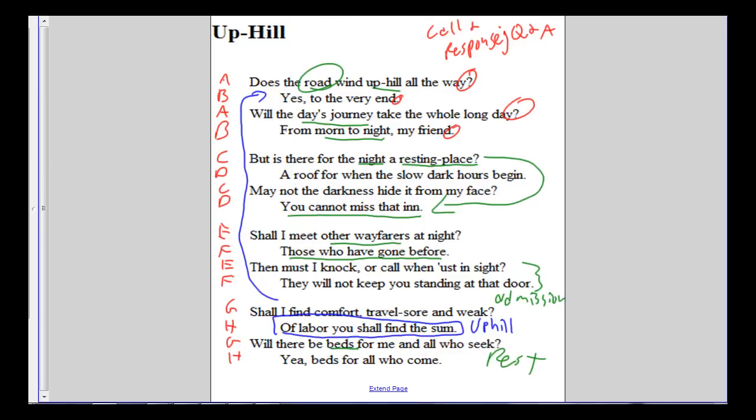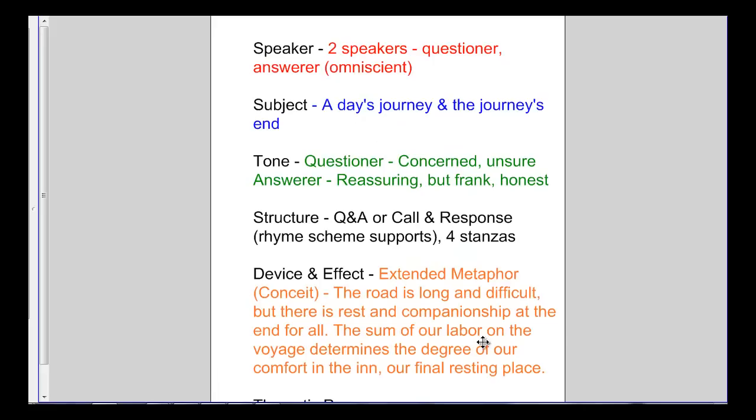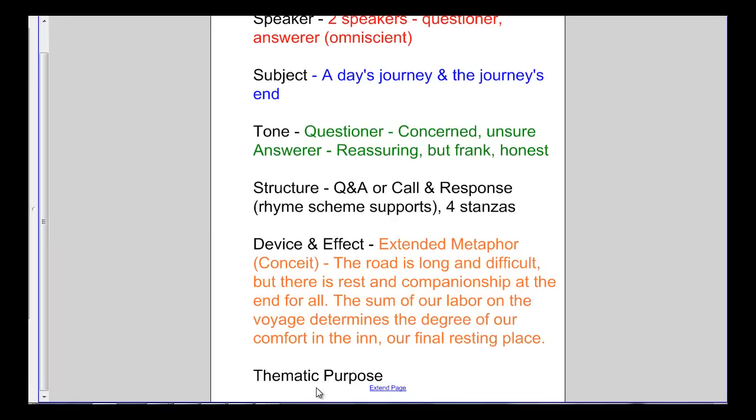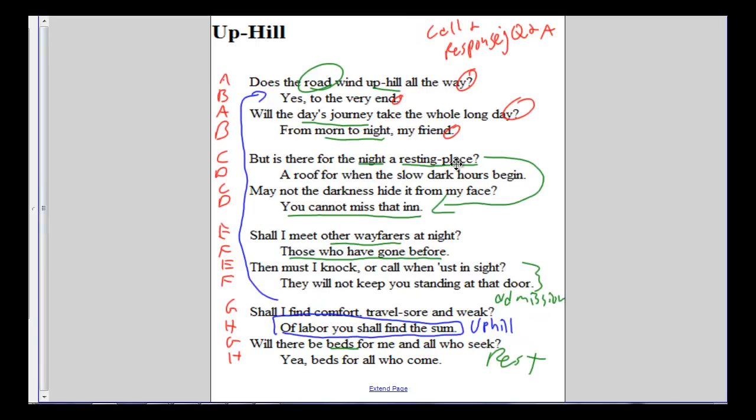And I have to go back now and deal with this because the rest of it is pretty obvious. "Of labor you shall find the sum." The sum of our labor on the voyage determines the degree of our comfort in the inn, our final resting place. And you can start to see how the extended metaphor really makes the thematic purpose pretty obvious. We can hardly describe the journey and the end of the journey without using terms like final resting place, which of course is another way of describing the grave, or death, or the afterlife, if you will. So then what is the thematic purpose? Like, what's the point here? Well, that's up to you.